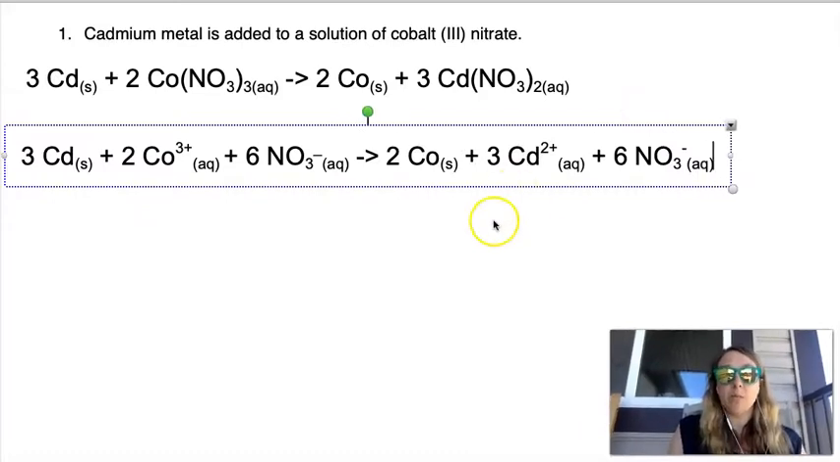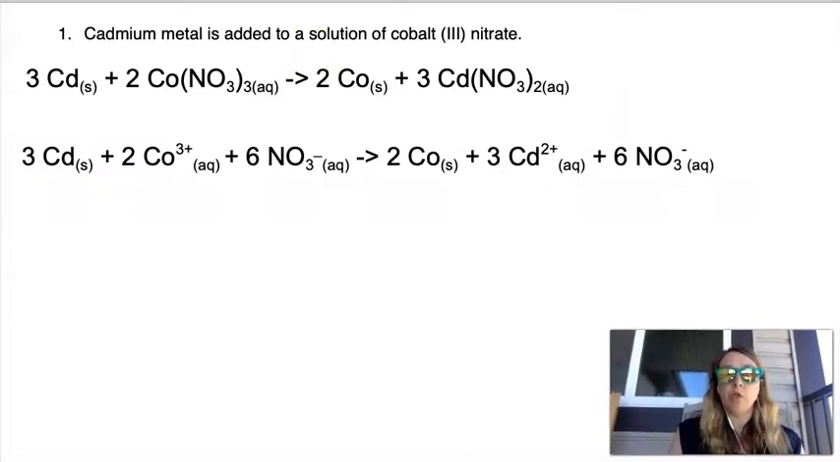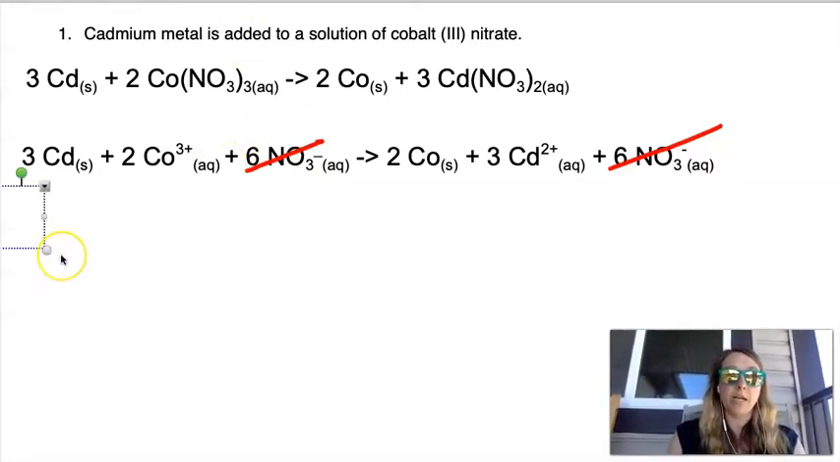Okay, so same deal as before. I'm going to go and check for those spectators. So I have Cd solid. This is Cd2+ aq. Those are not the same, right? One's a metal, one's an ion. I can't cancel those. Then I look at the 2 Co3+ aq. It's 2 Co solid. Again, they're not perfect matches. I can't eliminate them. But then I have 6 nitrates and 6 nitrates. Those are the same, so I can get rid of those. Okay, and then everything I'm left with is going to be that net ionic equation.